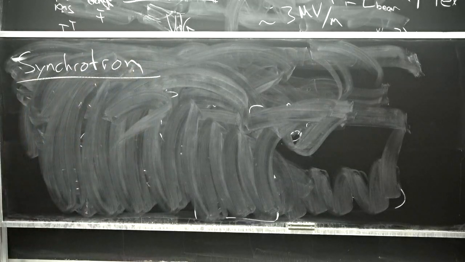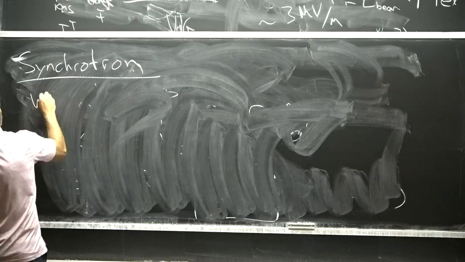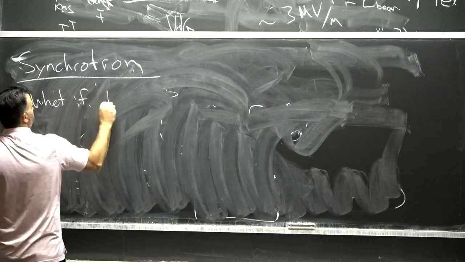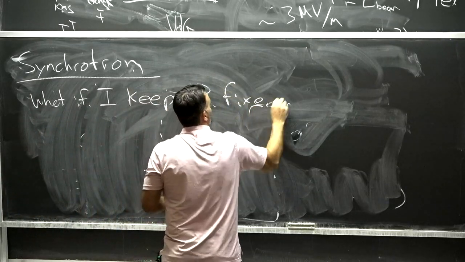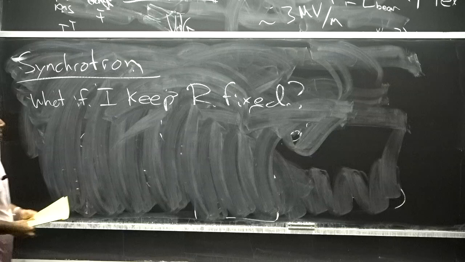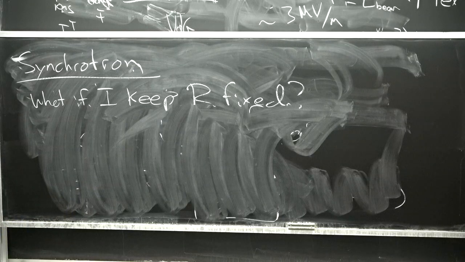Okay. So the problem is, in terms of this basic idea of the cyclotron, I either have to make the magnetic field bigger and bigger, which is hard to do, and the radius will eventually spiral out. So the question is, what if I keep R fixed? Now, this is perfectly fine. I just have to figure out what the parameters are that go into this. What if I keep R fixed, and use the same concept of acceleration?